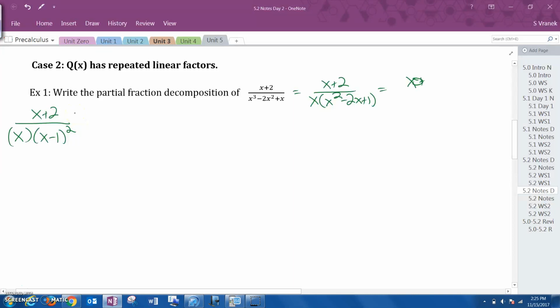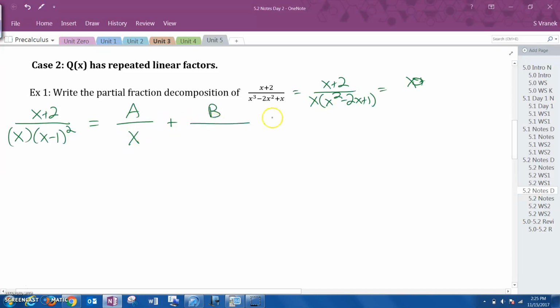So if you guys notice, this is a situation where we have x as a factor, which was what we saw yesterday, but we also have x minus 1 squared, and we didn't see that yesterday. That's a repeated linear factor. So to set it up, you set it up the same way you set the non-repeated linear. A will have an x under it, that's one of the factors.